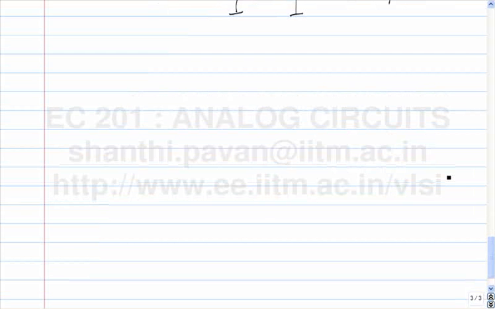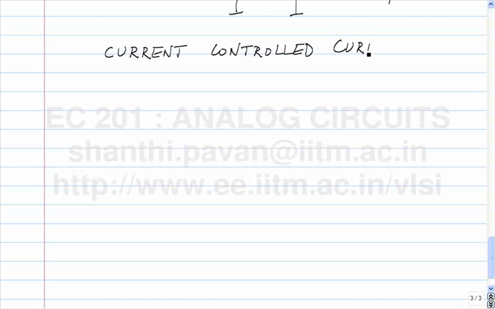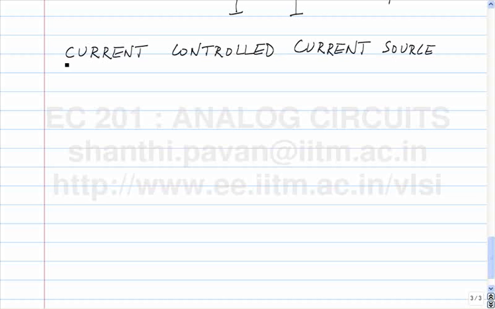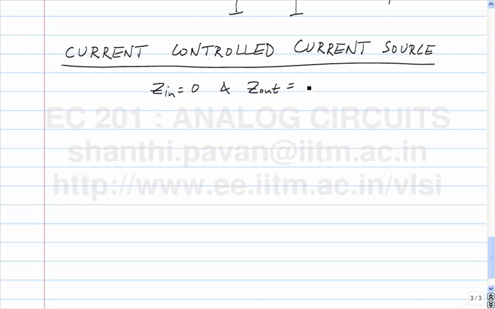The next thing to do is the third thing, which is the current controlled current source. So in other words, we want to build an ideal incremental current controlled current source. And what are the attributes of an ideal current controlled current source? Zin is 0 and Zout is infinite.